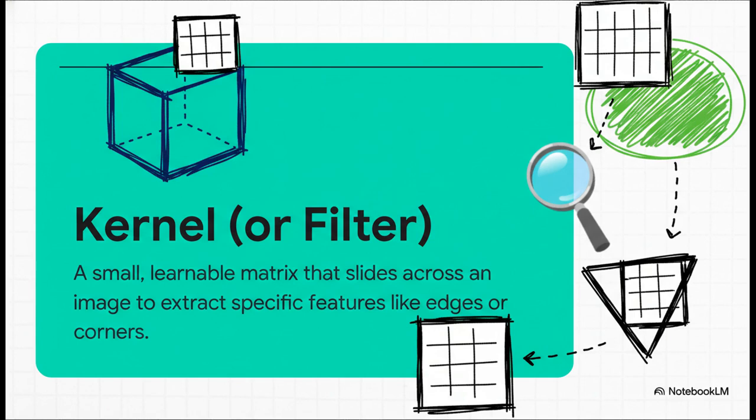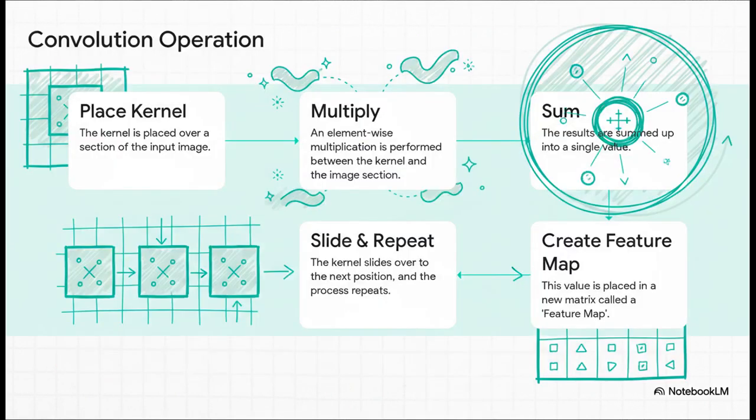So the secret weapon of this layer is something called a kernel, or you'll also hear it called a filter. The best way to think about it is like a tiny, specialized magnifying glass. It's just a small grid of numbers, and its only job in life is to slide across the image and look for one specific thing. Maybe it's looking for a vertical edge, or a sharp corner, or a patch of a certain color. And the process it uses is called convolution.